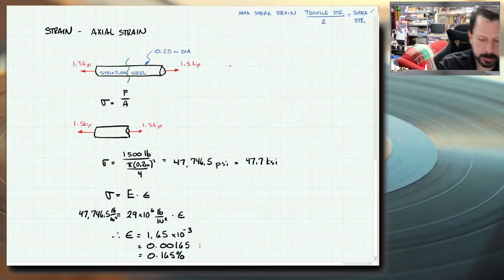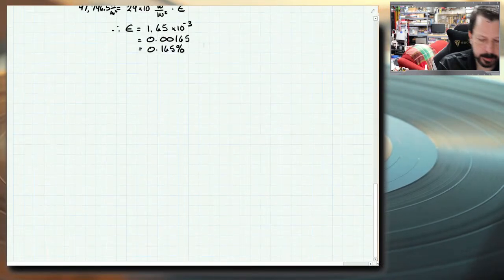Okay. The other thing we could have done is if we had the change in length and the original length, we could have just divided those, and that would give us the strain also. A lot of times you may have that. It just depends on what data you have. All right, let's talk about the shear strain.